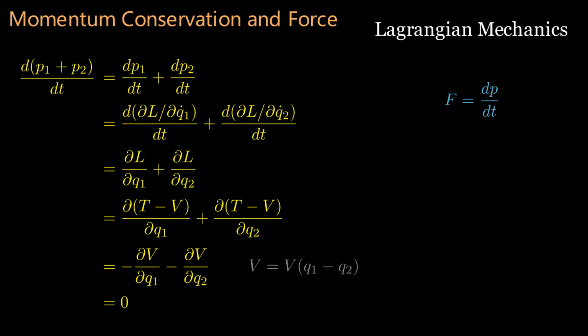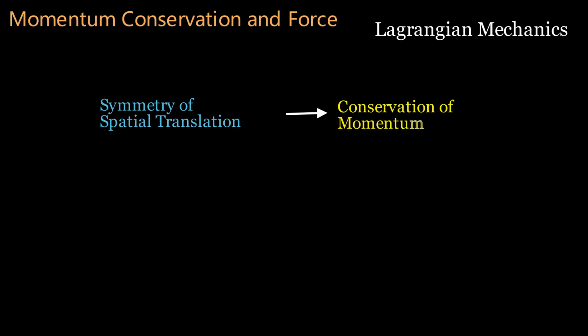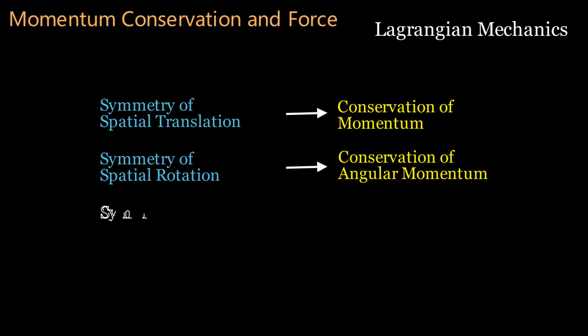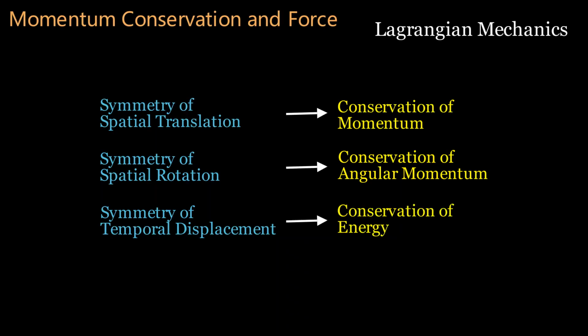In this video segment, we have only briefly introduced momentum conservation under Lagrangian mechanics. In reality, any conserved quantity is determined by the symmetries of the system. The symmetry of spatial translation dictates momentum conservation. The symmetry of spatial rotation dictates angular momentum conservation, and the symmetry of temporal displacement dictates energy conservation. If you are interested in the relationship between conservation and symmetry, you can further study Lagrangian mechanics, which is beyond the scope of this video series.